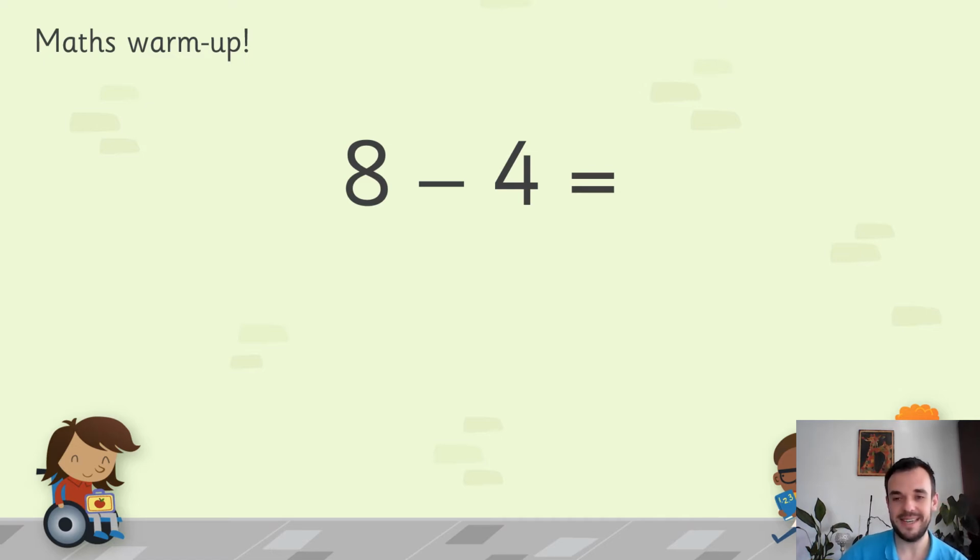So our number sentence is 8 take away 4 equals. So we need to start with 8. So I'm going to draw 8 circles. 1, 2, 3, 4, 5, 6, 7, 8. And we need to take away 4, which means get rid of 4 of them. So I'm going to cross out 4. 1, 2, 3, 4. How many have I got left? Well, we just need to count what's left. 1, 2, 3, 4. So our answer is 4.